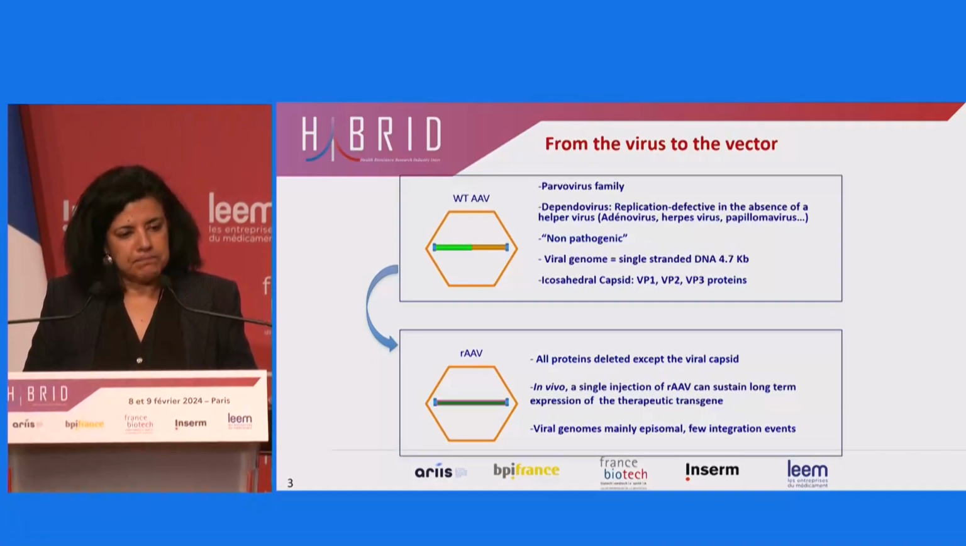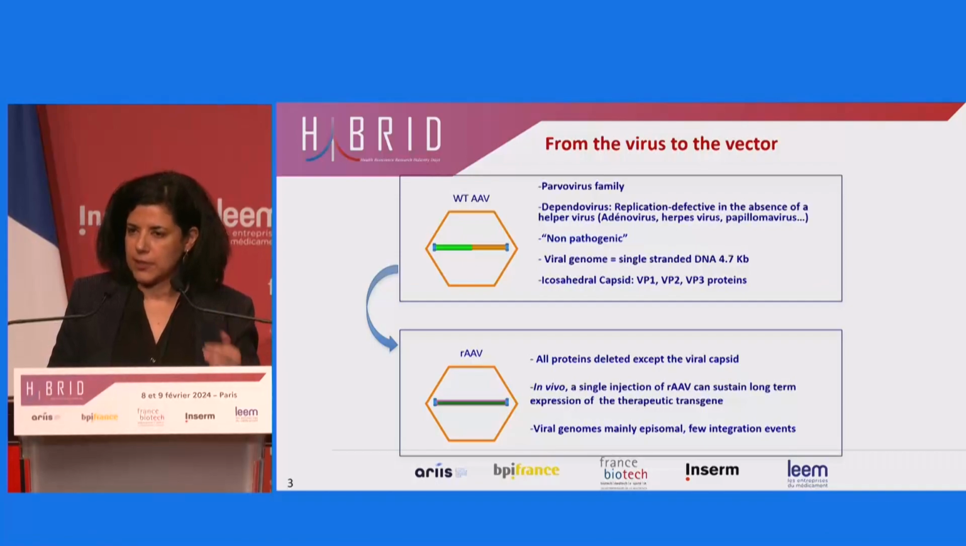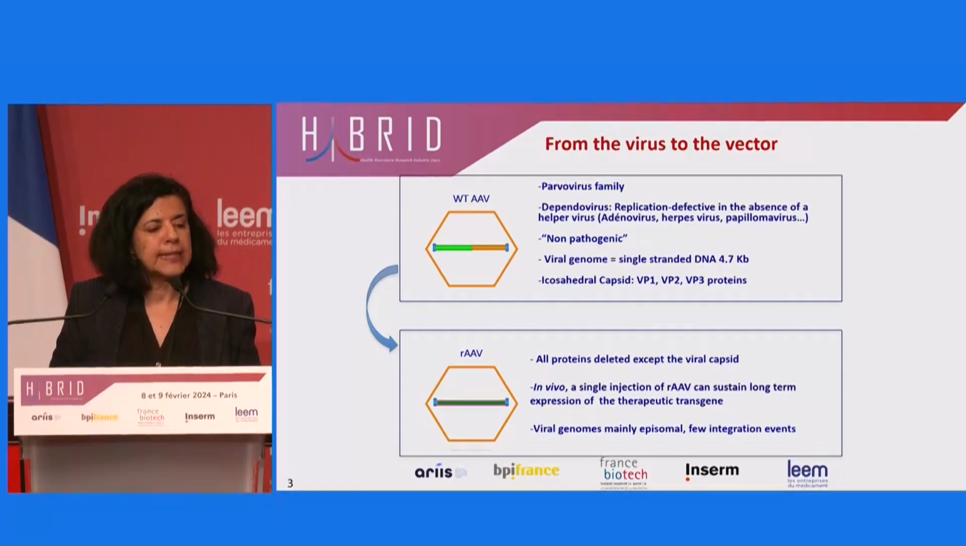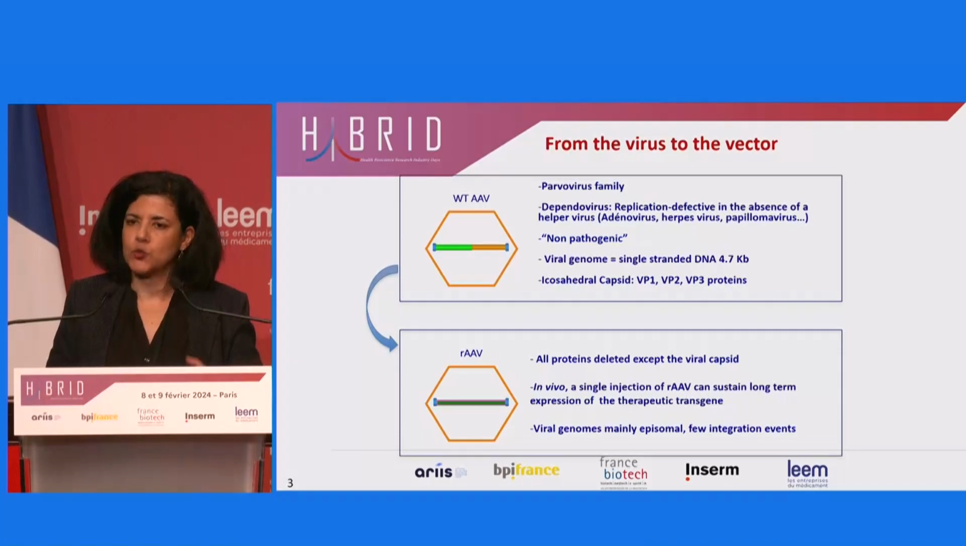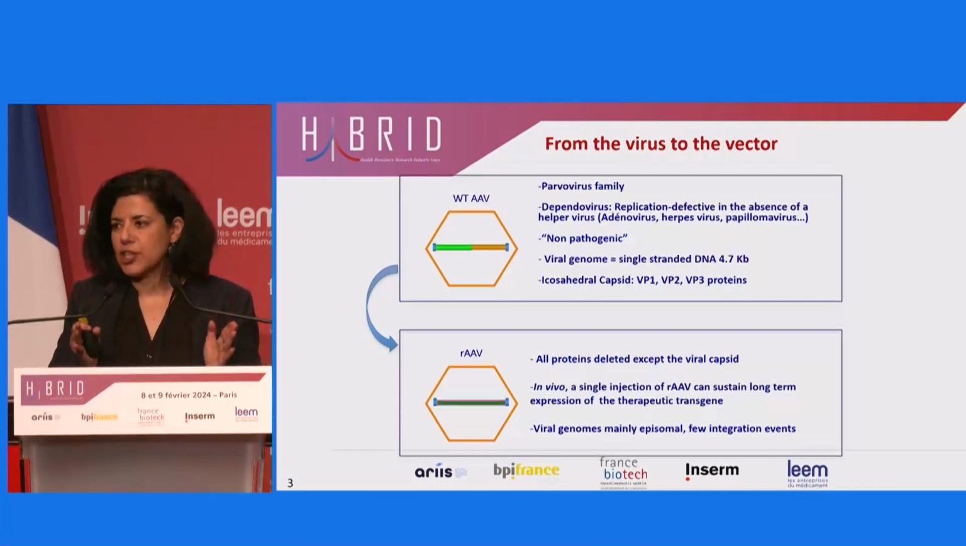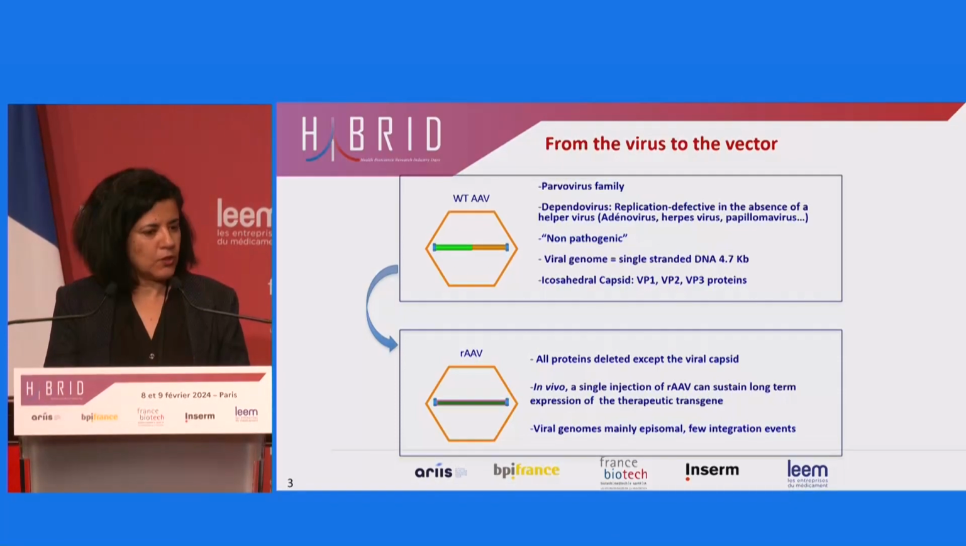One major advantage is that a single in vivo administration can allow very long gene transfer, and we have years and years of follow-up, even in patients today, without major integration. They remain mainly in episomal forms, although we now know that there are some integrative events, but not associated with oncogenesis so far. One limit is that these vectors are very small, and the encapsulation size is limited to only 4.7 kilobases, which means that as they are, they cannot be used for large genes. But I will talk about that later on.